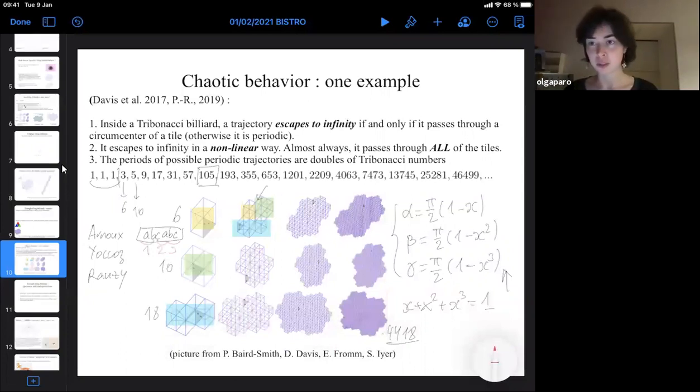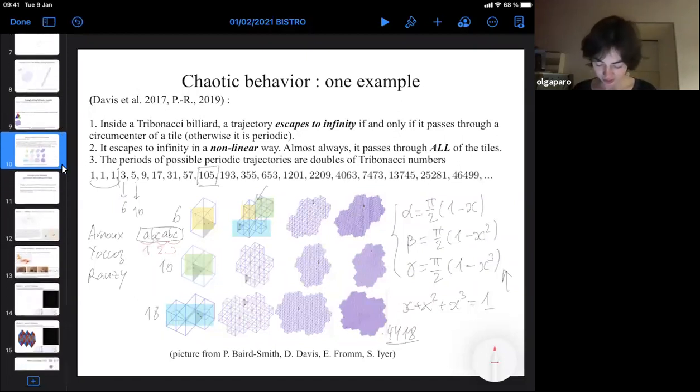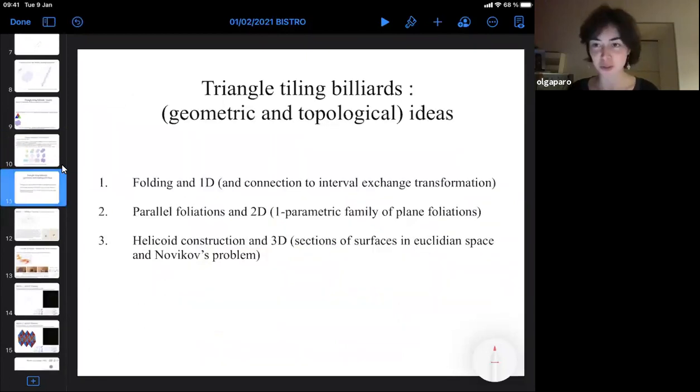So I formulated for you what we know about triangle tiling billiards. Now I want to go a little bit back to show you some geometric ideas that study tiling billiards. There are three ideas, all of them very elementary, but I think all of them are important because they connect tiling billiards to different mathematical worlds or subworlds, if you want. The first one is the folding idea, which was found by Bert Smith, Diana Davis, Elijah Fromm, and Simon Ayer. And this idea connects triangle tiling billiards with interval exchange transformations on the circle.